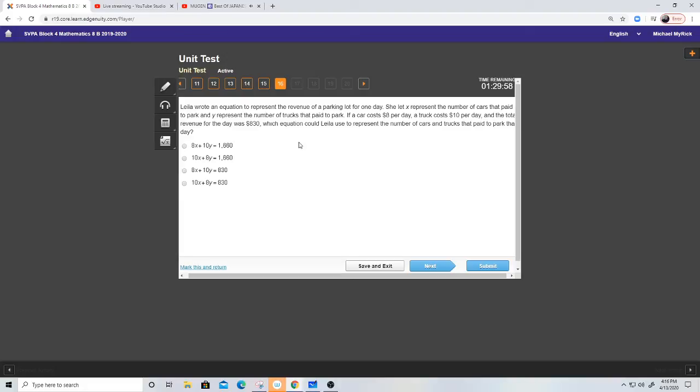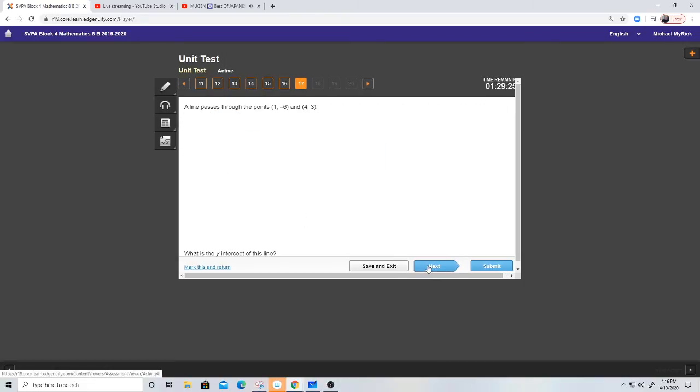Okay, well, thank God they did not make us do math on this. But if we look at this as if a car costs $8 per day, x represents cars, so we need an 8 next to an x. And then 10 next to the y, because the y represents the trucks, so 10y, good. And they made $830. They didn't make $1660, so this is our answer.